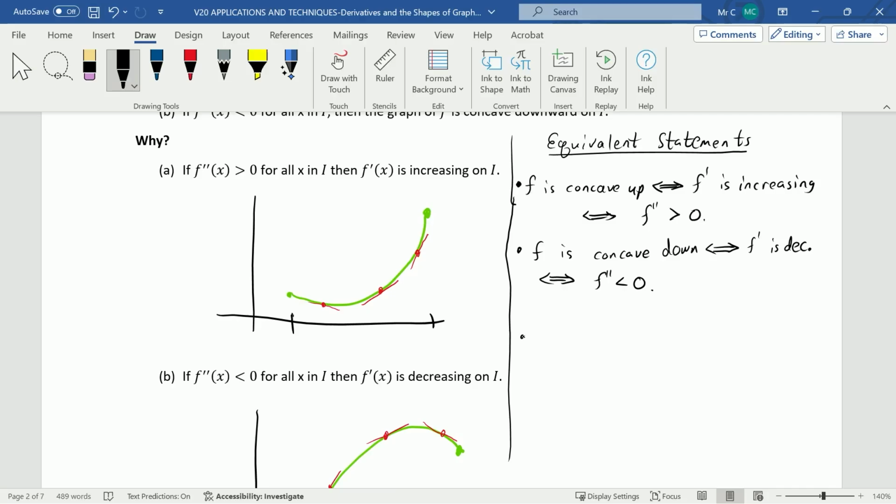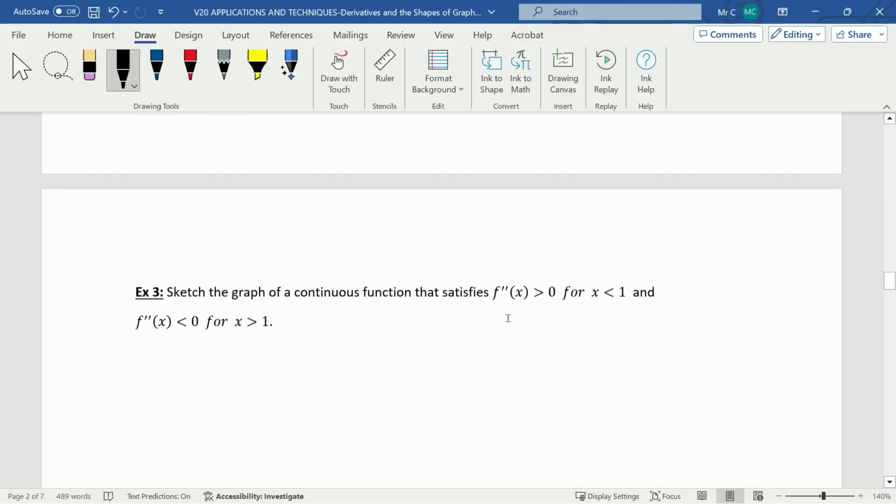Additionally, just to summarize earlier, f is increasing if and only if f prime is positive, and f is decreasing if and only if f prime is negative. Okay, so that's the summary of everything about increasing, decreasing, and concavity in terms of how a function and its derivatives relate. All right, so let's move on and let's sketch a graph.